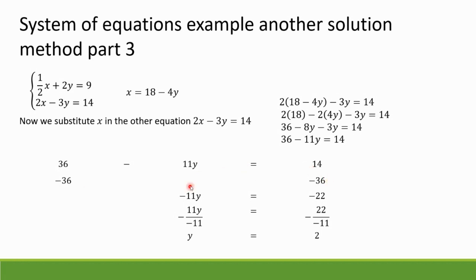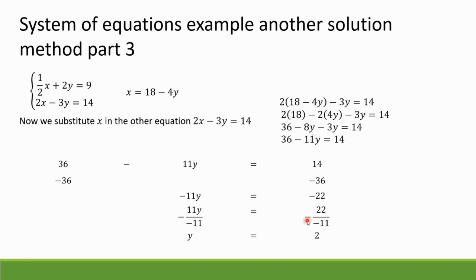Subtract 36 from each side. We get minus 11y, right? The 36 is gone. We want to get y all alone. So we subtract 36 from each side. We get minus 11y is 14 minus 36, right? We get minus 11y is minus 22. But we don't want minus 11y, we want y. So we divide by minus 11. The minus 11's cancel, we get y is 2. Y is 2.